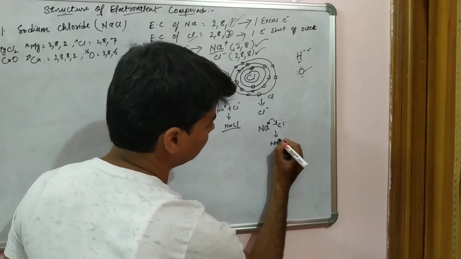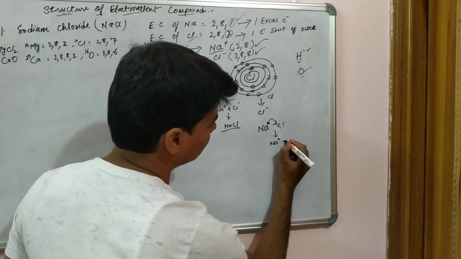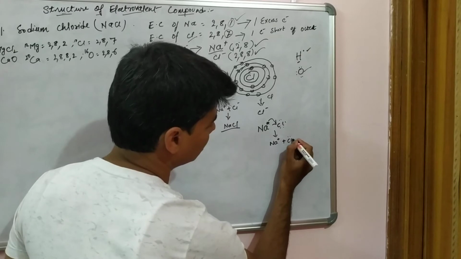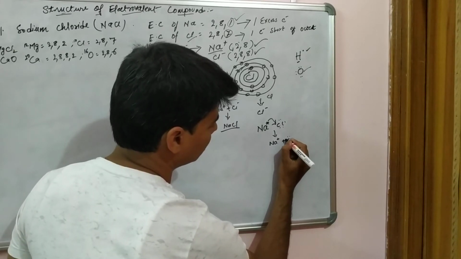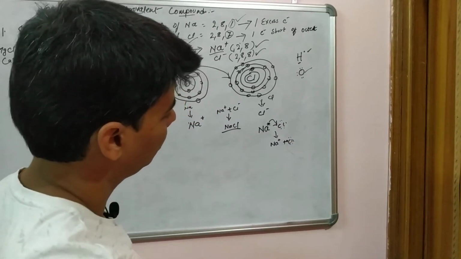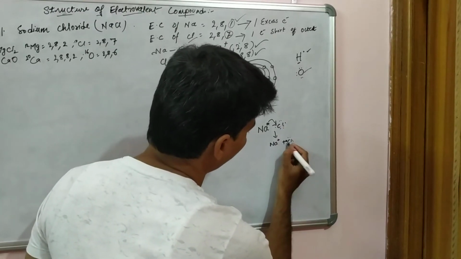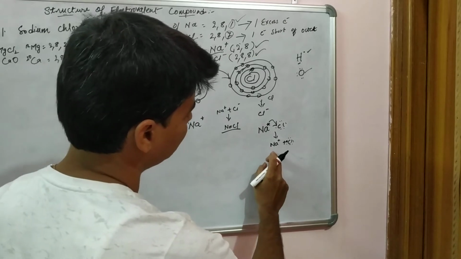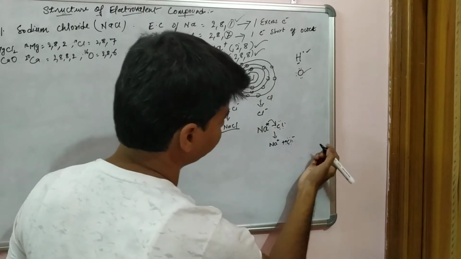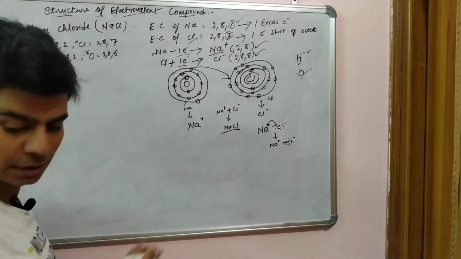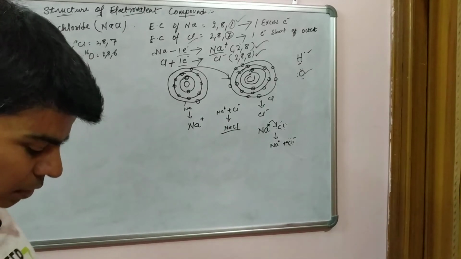So it will form this. Now it has 8 electrons. This is the electron dot formula of sodium chloride.